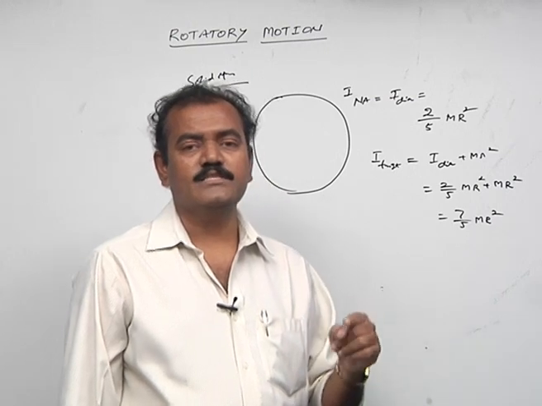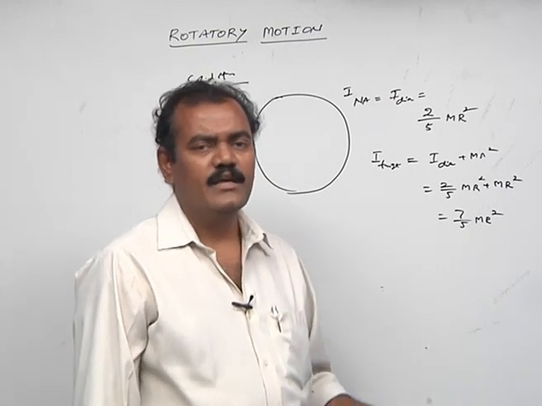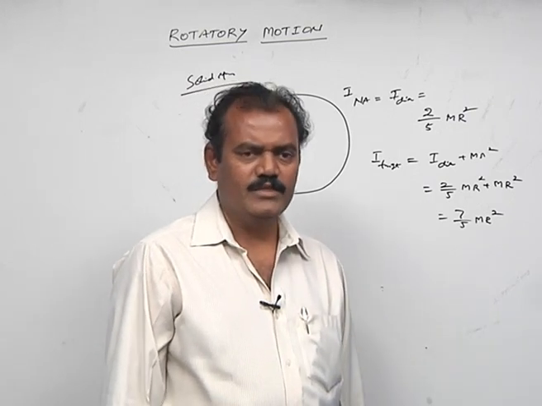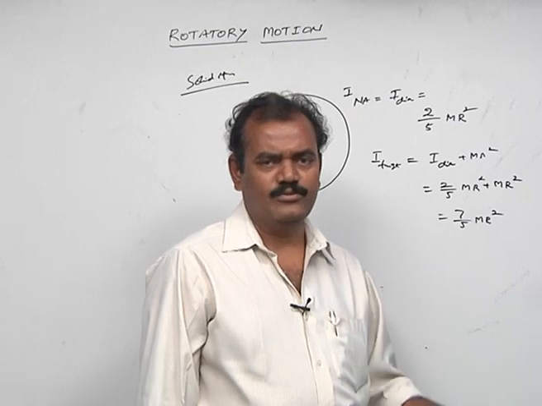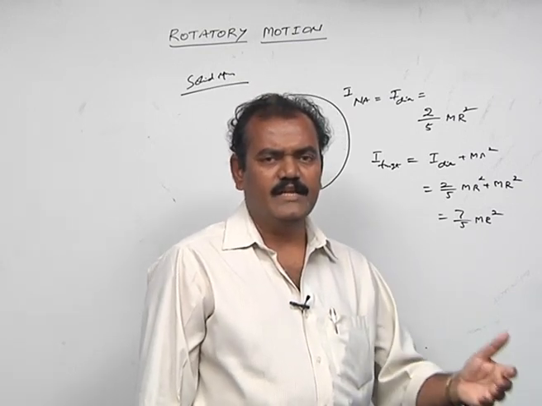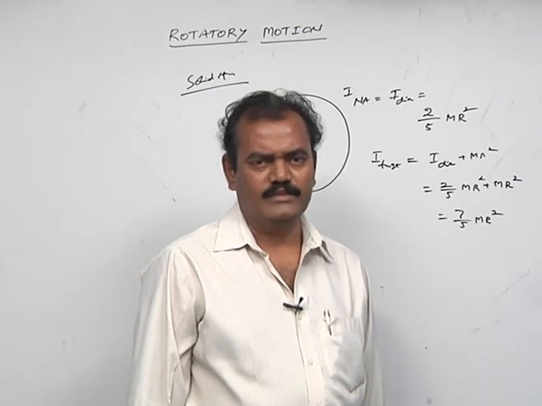Why is rotatory motion considered to be a difficult chapter? Because a number of formulae are involved in this chapter, and that too this chapter is multi-constituent. Friction is involved, and again tensions, and again pulleys, all these are involved like this.